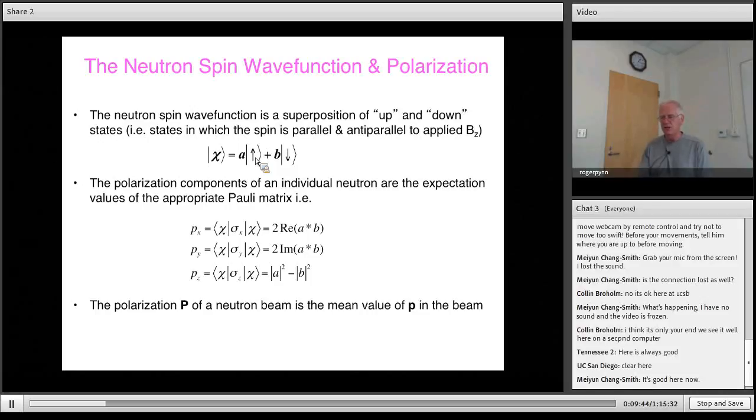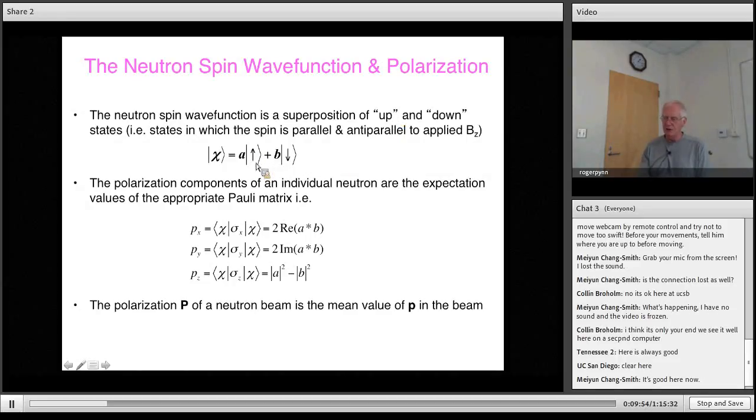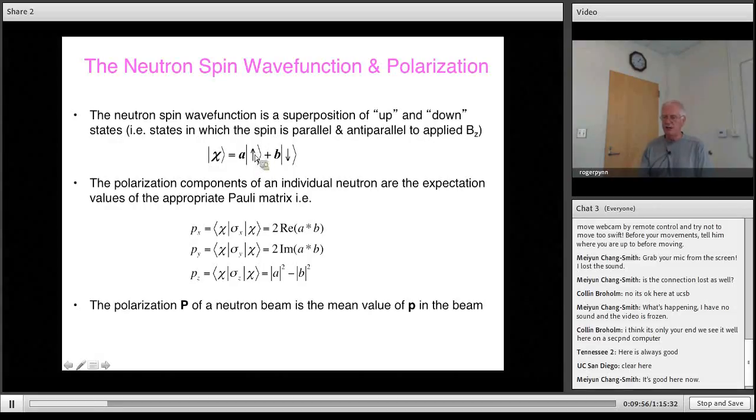So those states are usually called up and down, and you'll hear people refer to them that way, and often people will write them as a state where the spin is up and a state where the spin is down, meaning that this one has the positive eigenvalue and this one has the negative eigenvalue. And any spin-dependent part of the wave function of a neutron can be written as a linear combination of those two things.